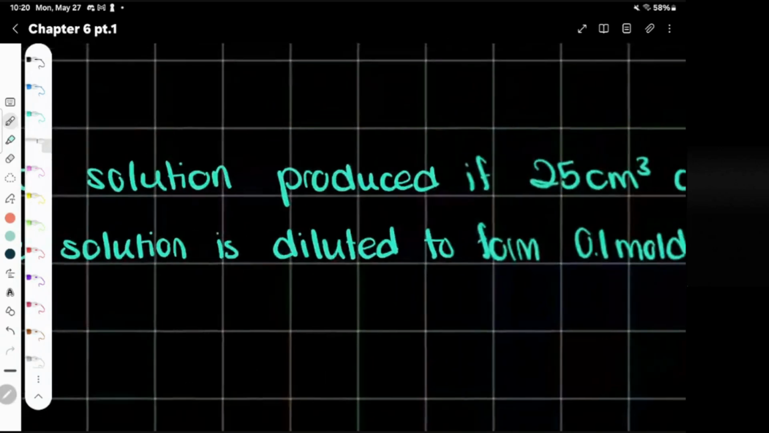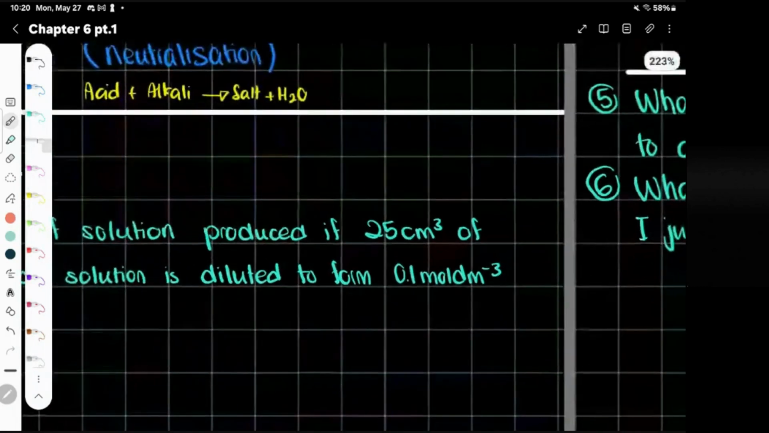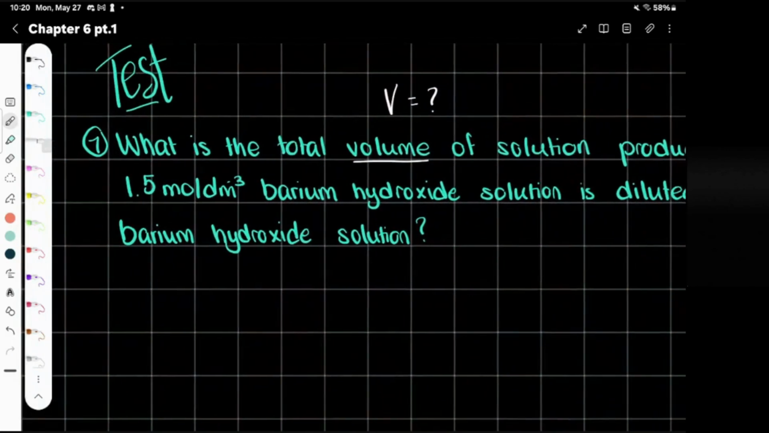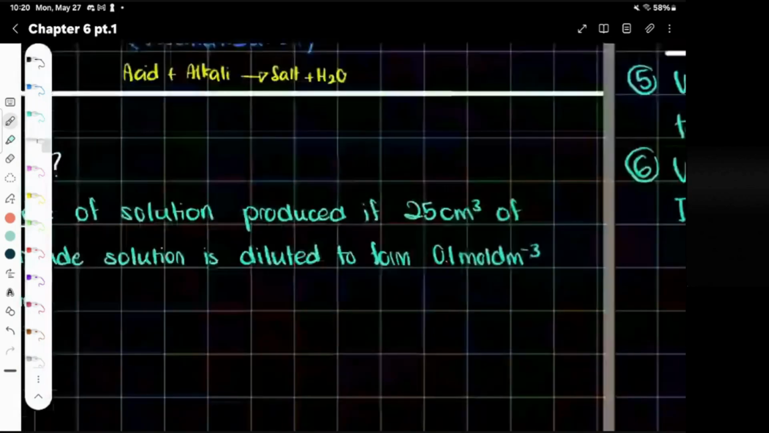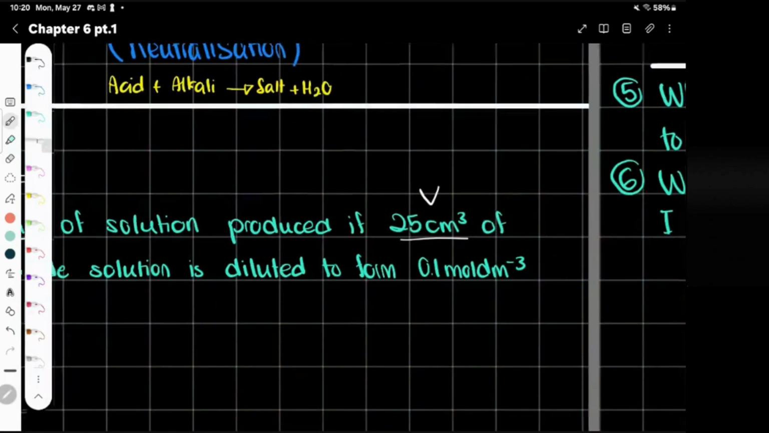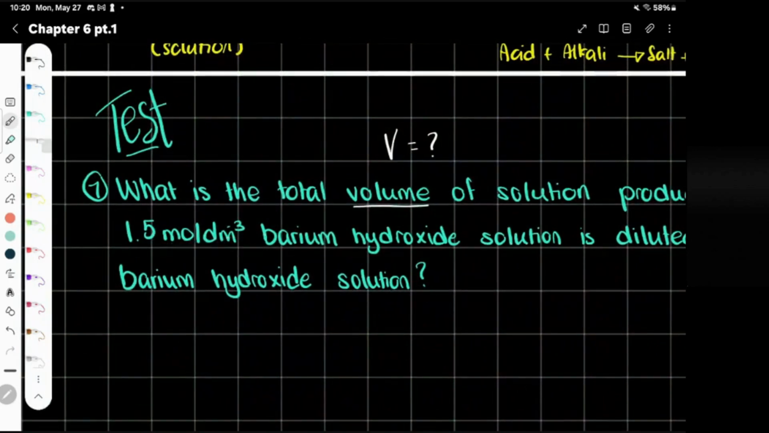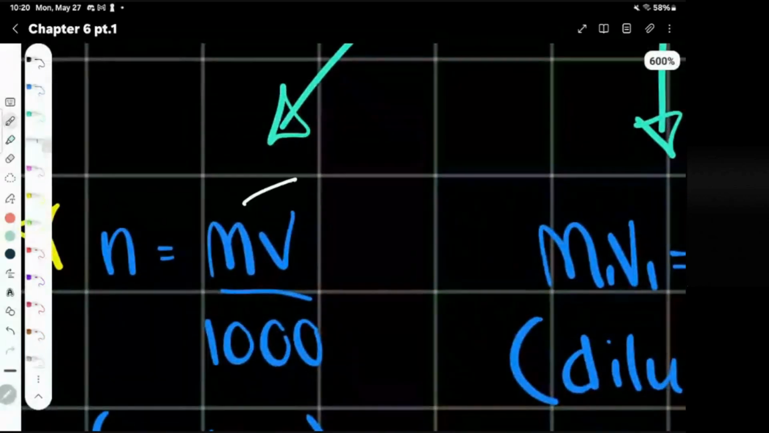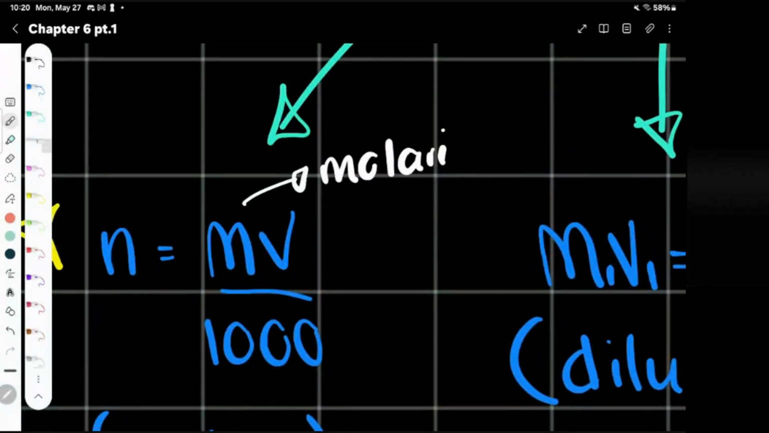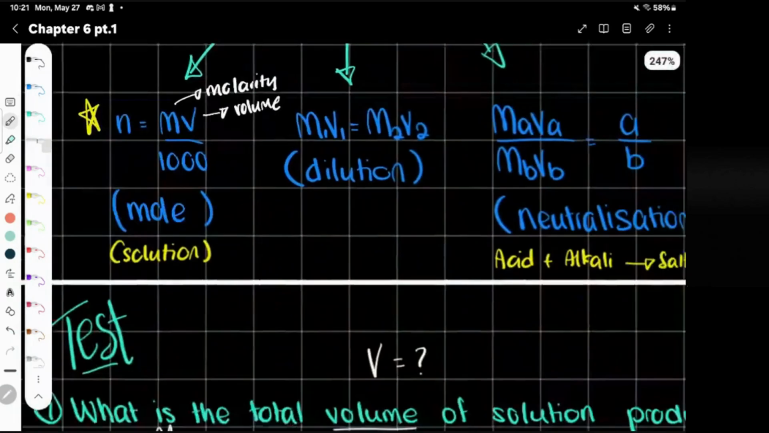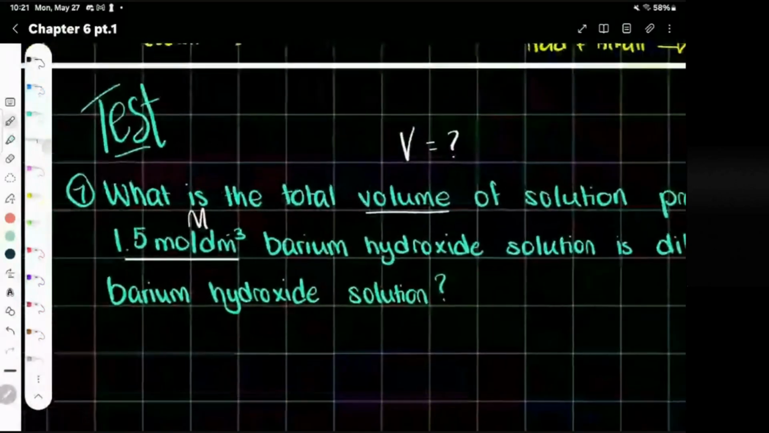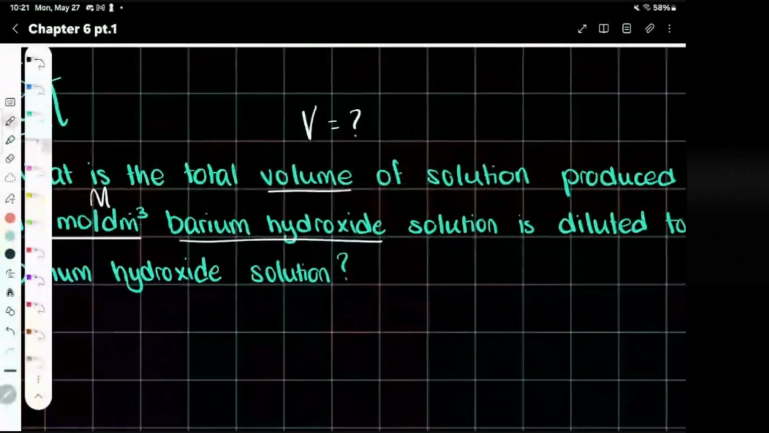Now, what are they giving? They give you 25 cm³ of 1.5 mol/dm³ of barium hydroxide. So basically they're giving you another volume, and also this is molarity. Molarity is basically concentration. The symbol for molarity is M. Oh sorry, I forgot to explain: M is molarity, and V is volume. So they give you all of these, and also barium hydroxide.